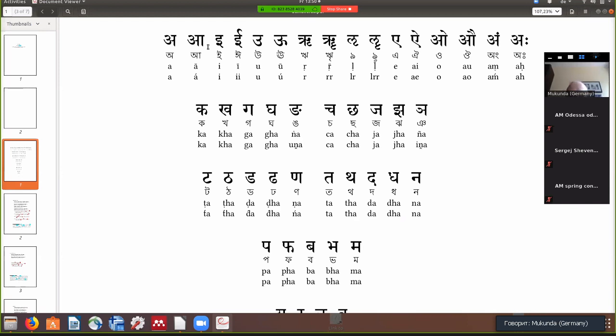And then the fifth in each of these rows is the nasal, like an equivalent of an N or M.